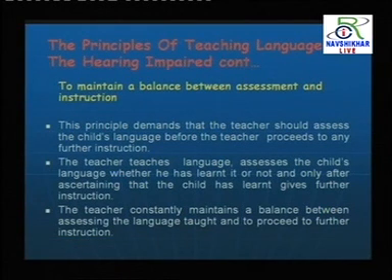assess the child's language before the teacher proceeds to any further instructions. The teacher teaches language, assesses the child's language, whether he has learned or not, and only after ascertaining that the child has learned gives further instructions. The teachers constantly maintain a balance between assessing the language taught and proceeding to the further instructions. Now here I will say one thing. Once I start instructing the child for language learning, I should assess the language to know at what level the child stands, and then I should start the language instructions or facilitate language learning in the child.